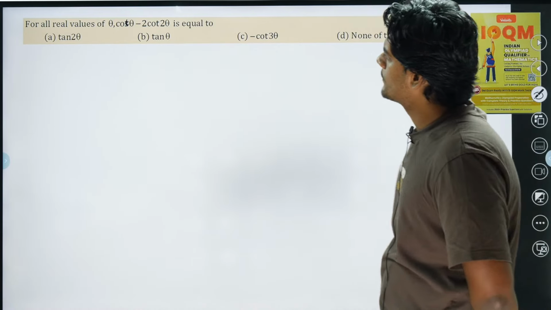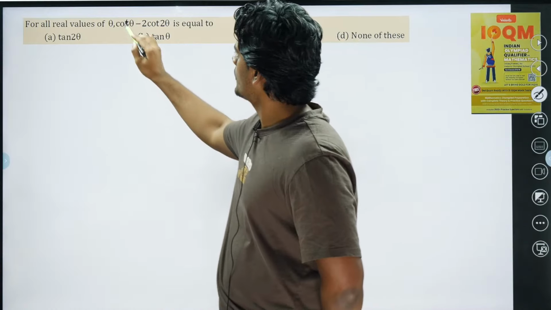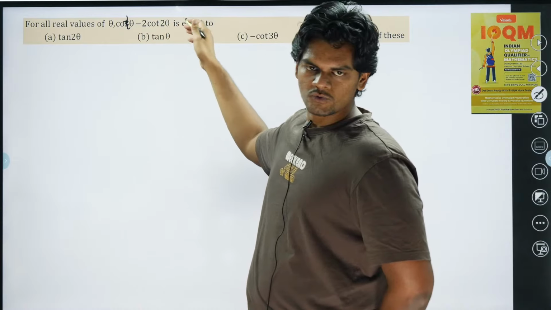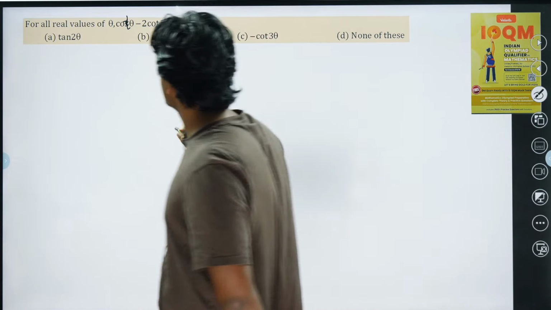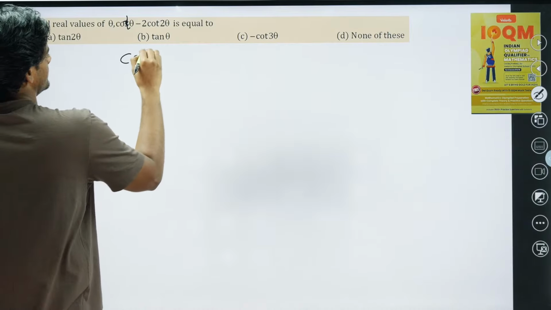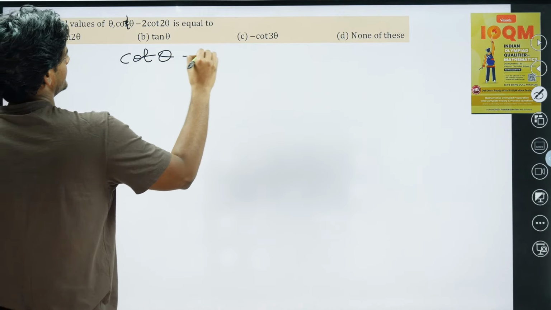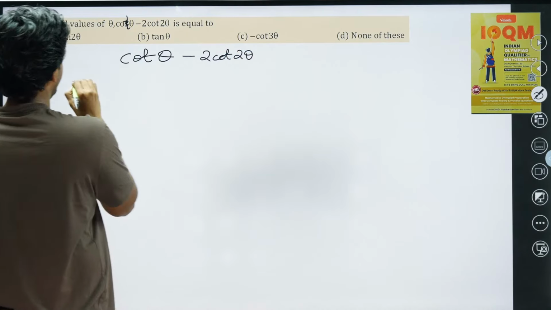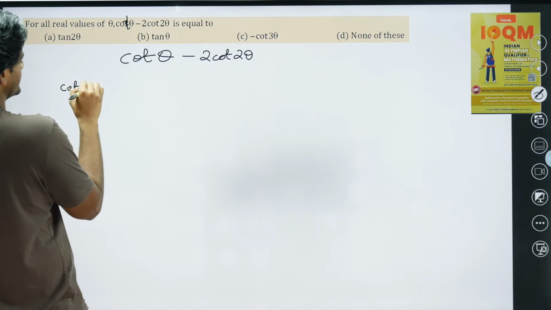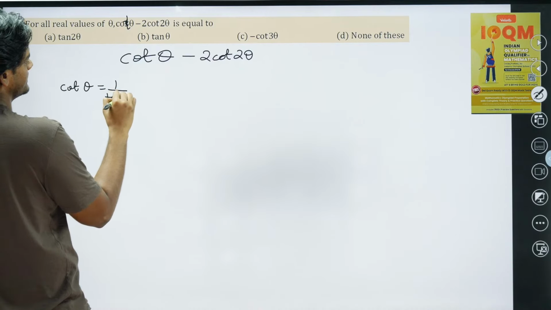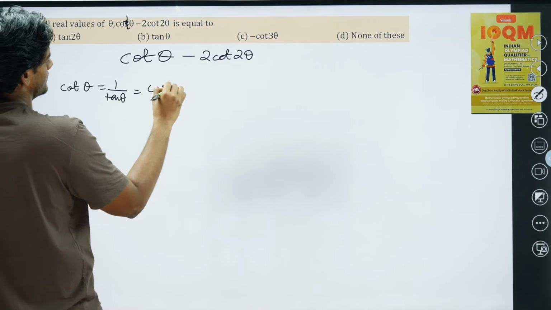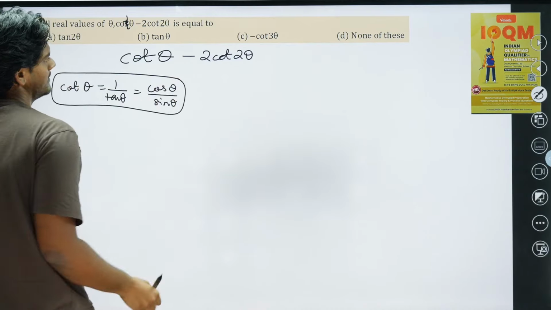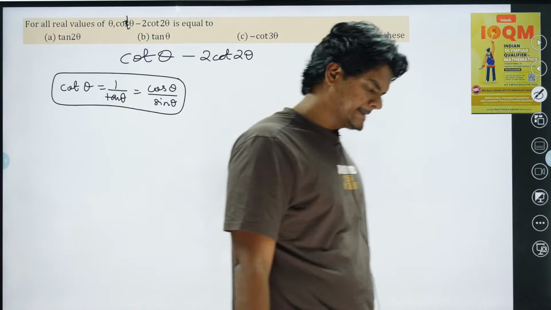Okay. For all real values of theta, cot theta minus 2 cot 2 theta. In case the question is not clear, cot theta minus 2 cot 2 theta. And just for your information, cot theta is equal to 1 by tan theta is equal to cos theta by sin theta. So how do you solve this one?